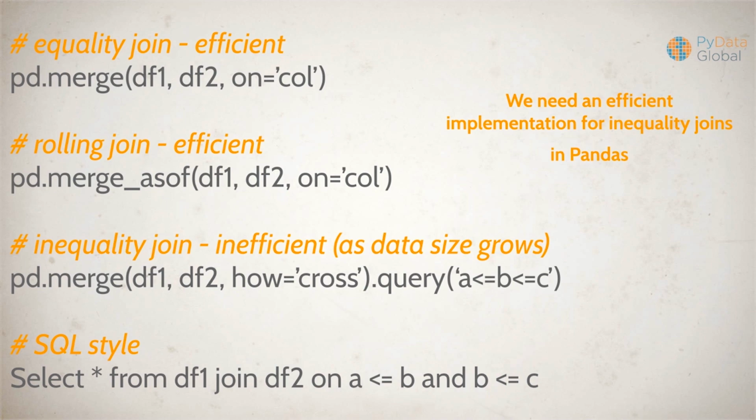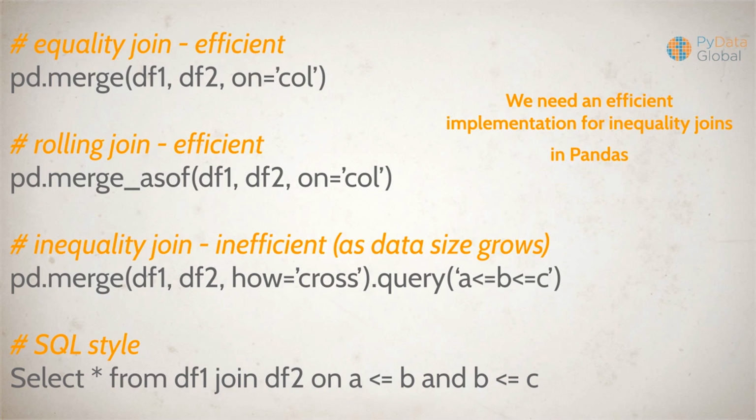I have to mention at this point that there is the interval index in Pandas that can help with inequality joins. However, it's only efficient when you don't have overlaps in your data. If there are overlaps in those intervals, you lose that efficiency. You essentially have to do a for loop to be able to pair your data accurately. The last one there is just how it looks in SQL.